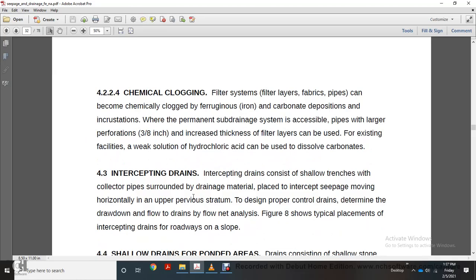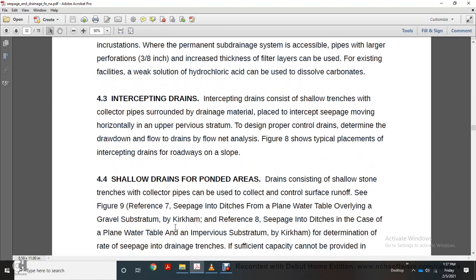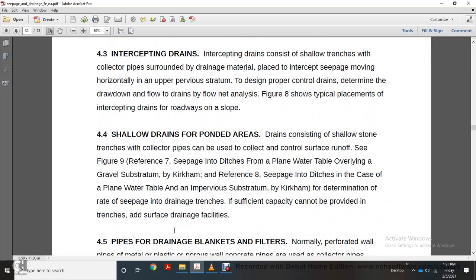Intercepting drains consist of a shallow trench with the collector pipe surrounded by the drain material, placed to intercept seepage moving horizontally within the upper pervious stratum. Design the proper control drain, determined with the drain drawdown flow of the drains by flow net analysis. Figure 8 shows the typical placement of the intercepting drain for roadways on a slope.